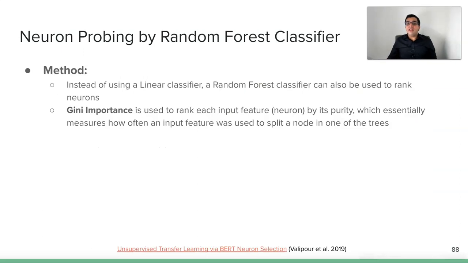In contrast to using linear classifiers, some authors like Valipour et al. have also tried to use a random forest classifier to derive neuron ranking with respect to a given concept. Random forest classifiers inherently have a way to extract the importance of each input feature by computing the purity at various nodes in the trees. And hence a ranking very similar to the linear classifier can be created using this importance score.